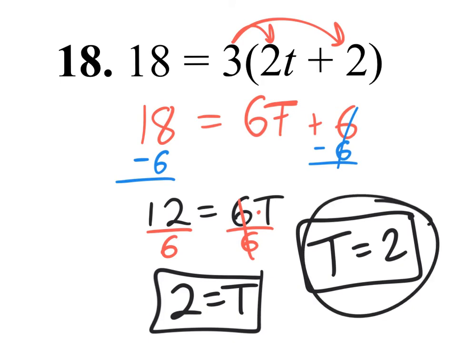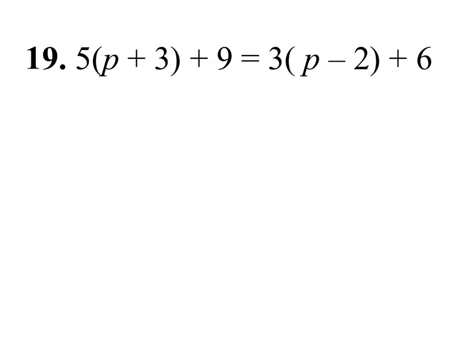Let's move on. Number 19. Oh yeah, it's time for some fun stuff, right? Crazy equations, multi-step that require simplification, distributive property, and combining like terms with variables on both sides. Oh yeah, talk about having fun.